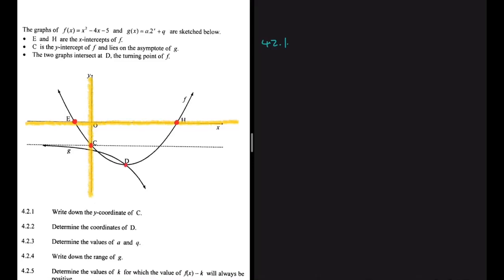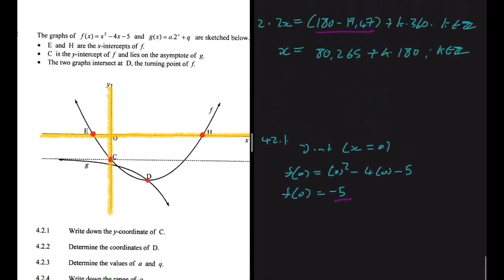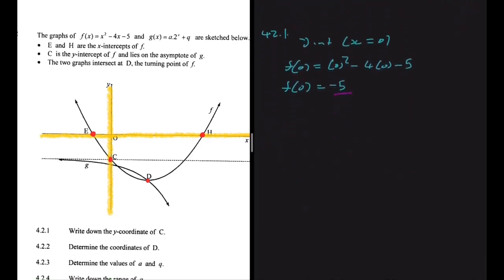So the first question, the y coordinate of C. C is the y-intercept of f. If we're looking for the y-intercept, we always let x be equal to 0. So for that function f of x, we're going to get f of 0 equals 0 squared minus 4 multiplied by 0 minus 5. It should be easy to see that f of 0 is equal to minus 5. So the y coordinate of C is clearly minus 5, because that's what we get when we let x be equal to 0.